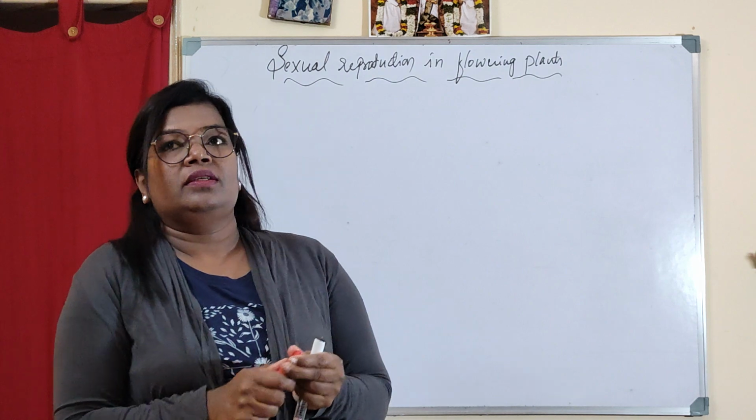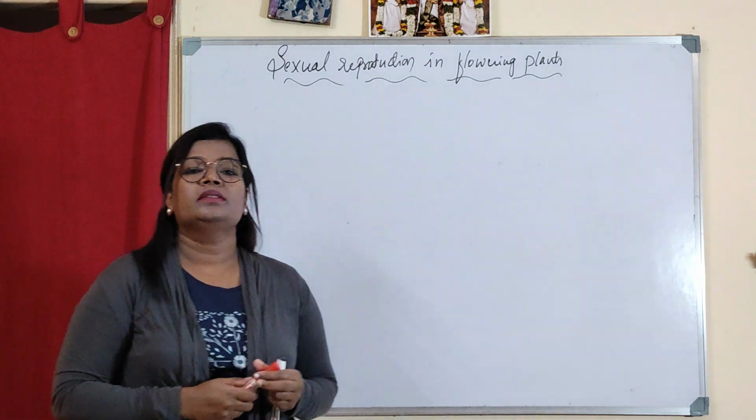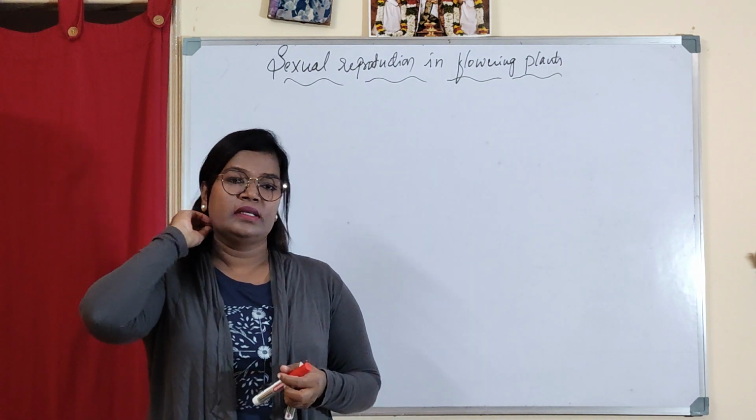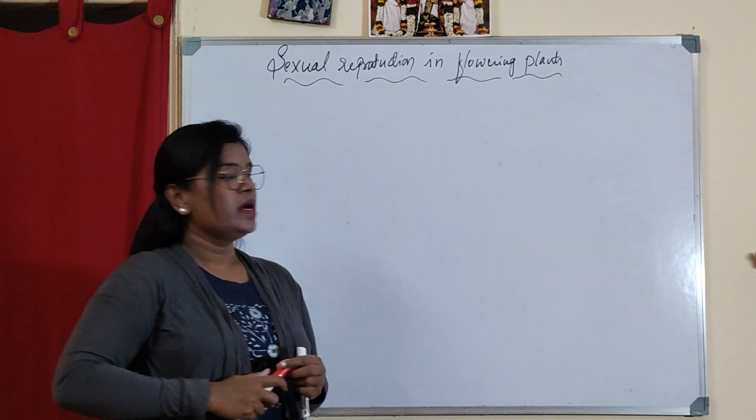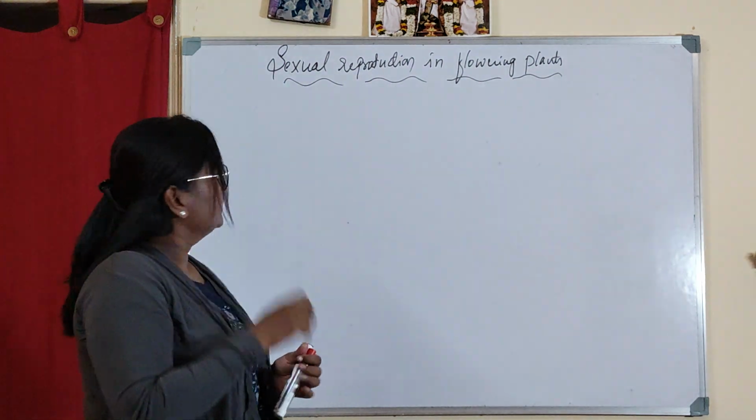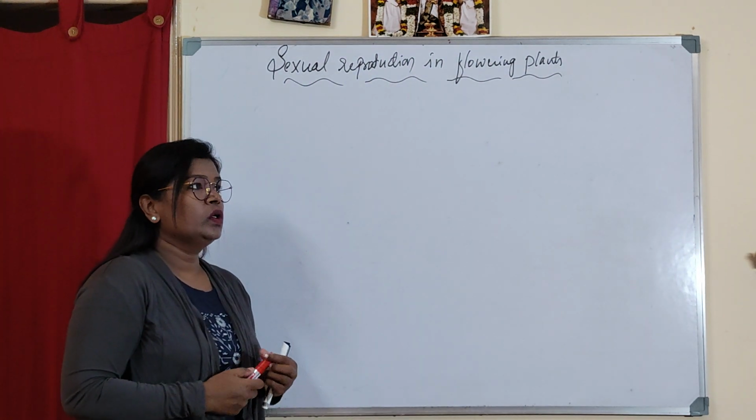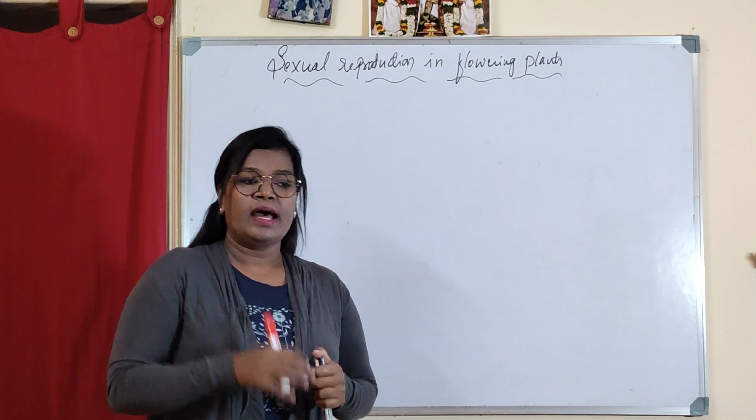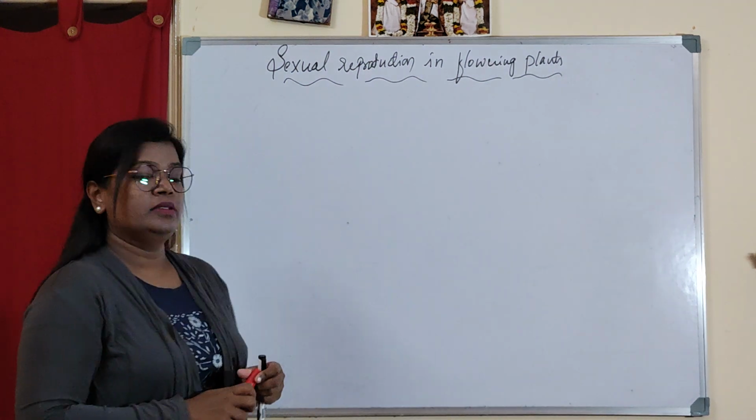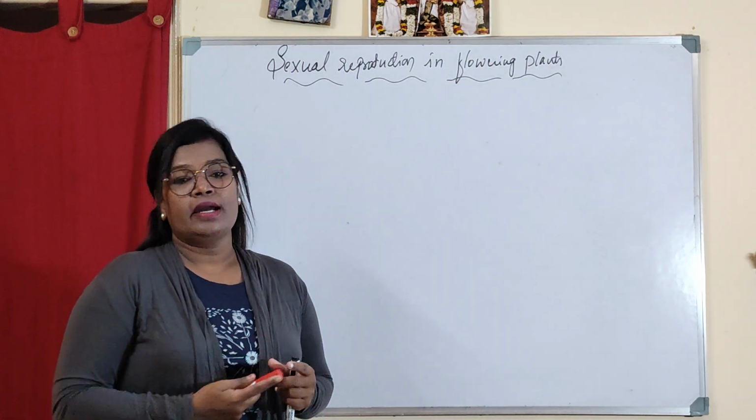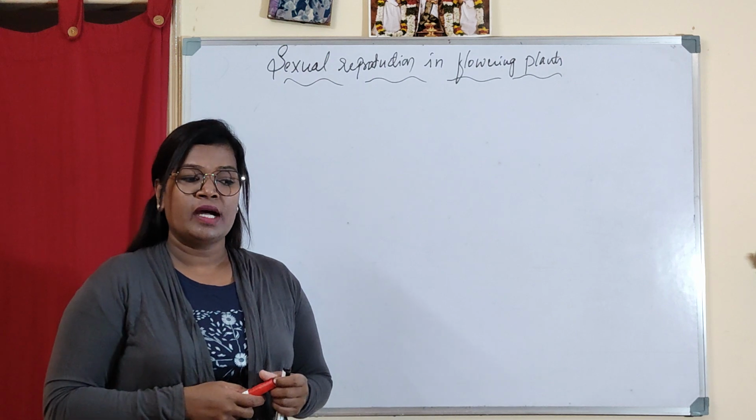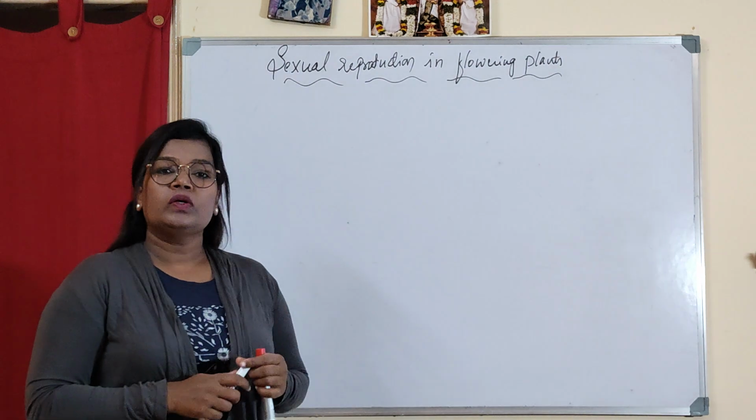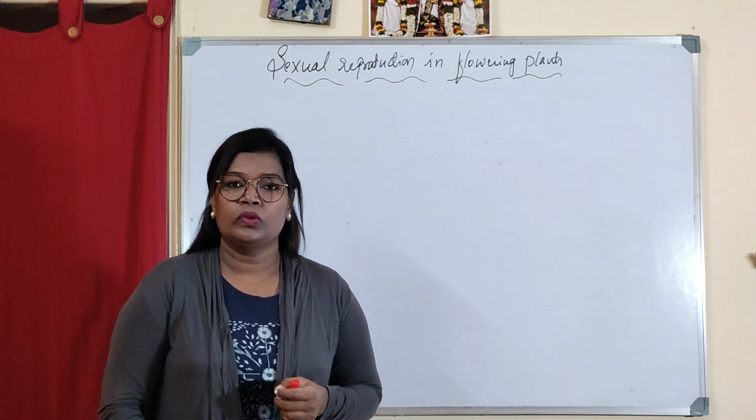In the previous chapter we discussed the cell cycle and cell division, and how the gametes are formed through meiosis. Here we are going to discuss how the female gametes are formed. Before that, we are going to discuss the formation of megaspores. How are the megaspores formed? They are formed through a process called megasporogenesis.